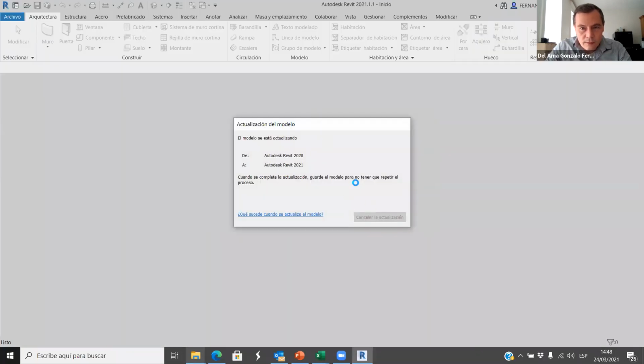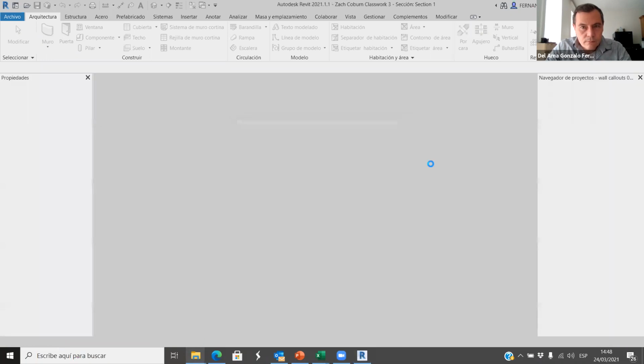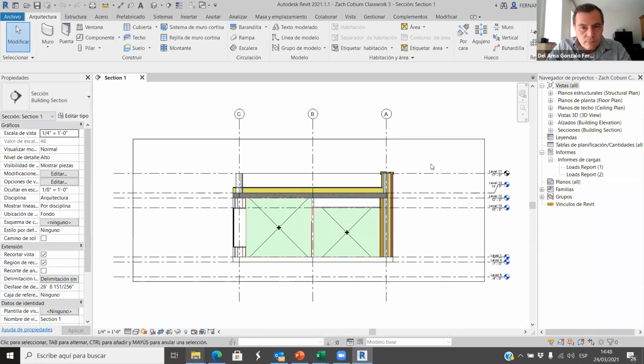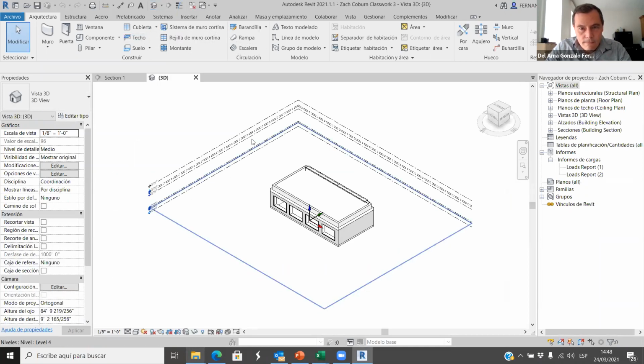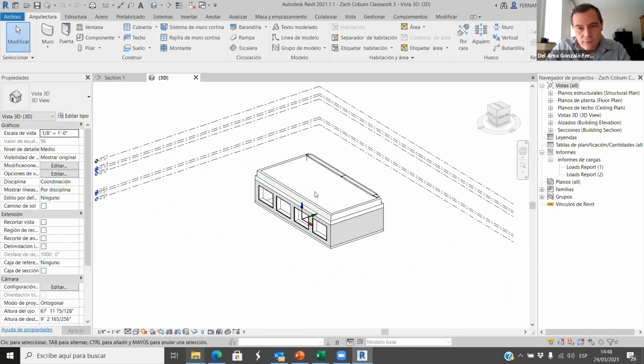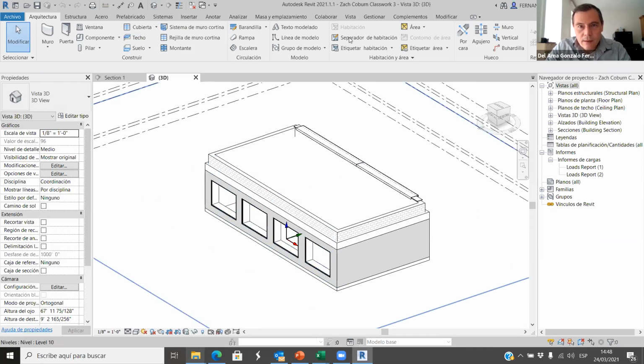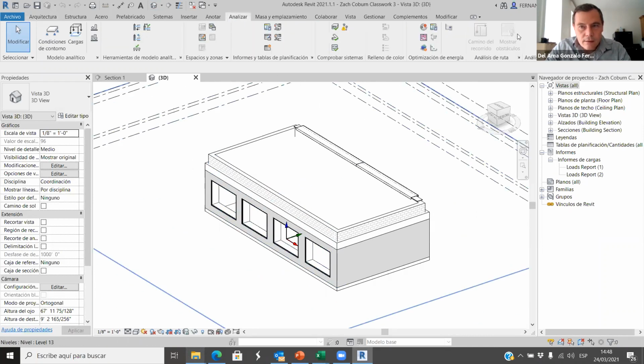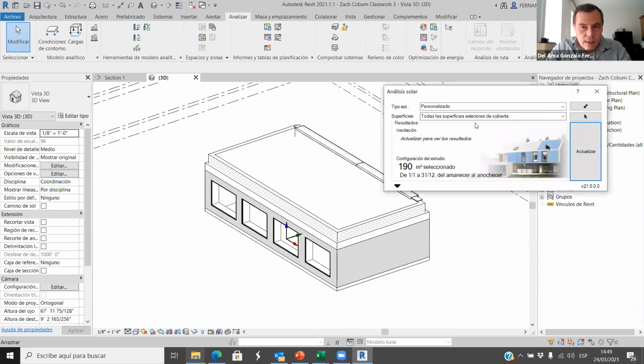Okay, I'm using this one. It was created in 2020, and now I'm updating to 2021. So if we have this element, and if you click Analyze, you have this tab here, the solar, and it works the same way.